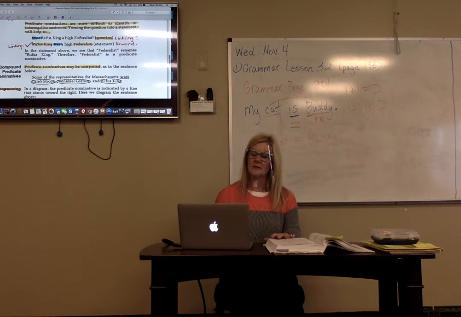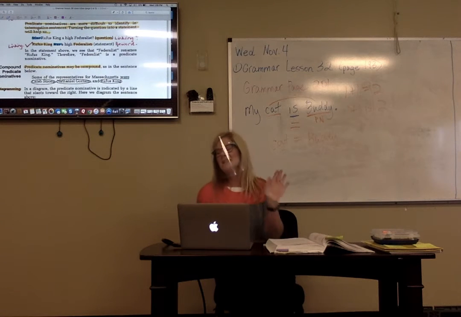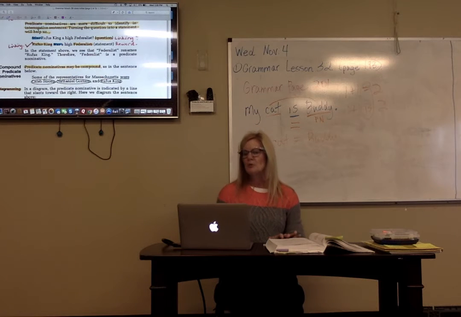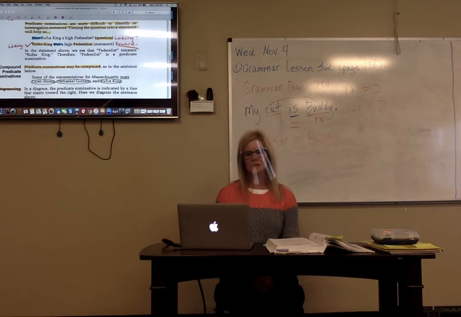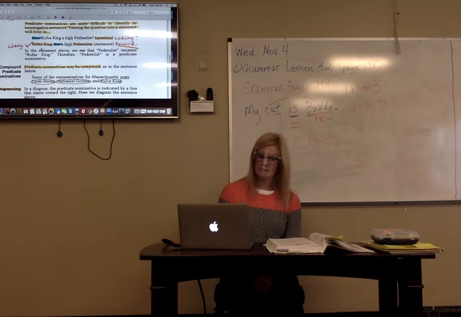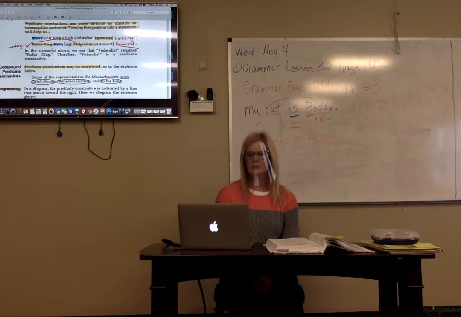In the middle, what happens if you got a question? You guys already know what to do. Reword it. It's harder to tell if your sentence is in the form of a question. Was Rufus King a high Federalist? Reword it: Rufus King was a high Federalist. So is Rufus King connected with Federalists? Yes. We're saying that is another name for Rufus King. Rufus King equals Federalist. It's a linking verb.